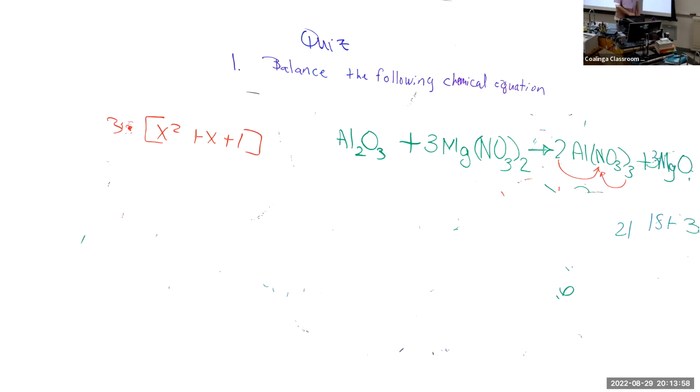Okay, wait, go back to this part again. It was 2 times 3 times 3. So that equals 18. 18. Plus 3 times 1. Okay. So cross that out. Is it balanced?